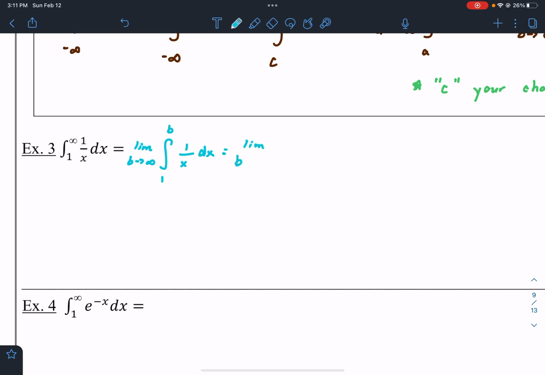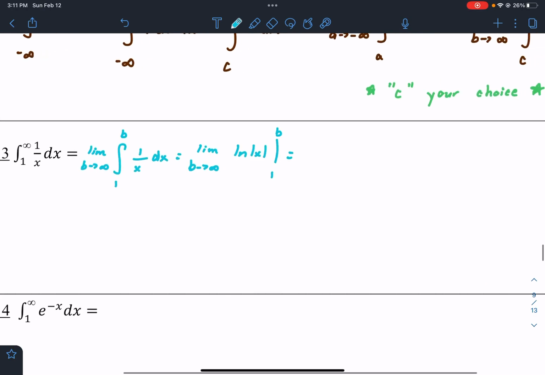You just have to use your limit notation along the way. So we are evaluating ln of x from 1 to b. Now, I'm still taking the limit as b goes to infinity, so you cannot drop that notation. The limit as b goes to infinity of ln of b minus ln of 1. That's our fundamental theorem of calculus. Plug in the b and plug in the 1.